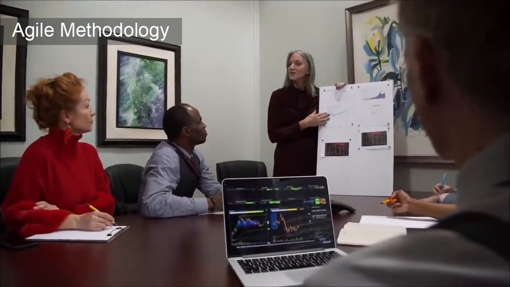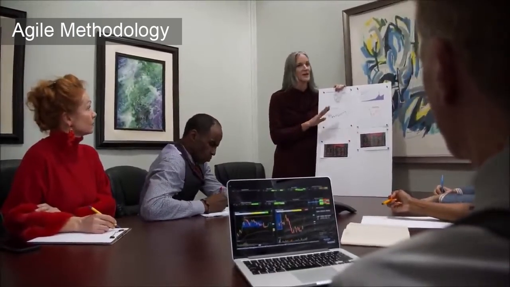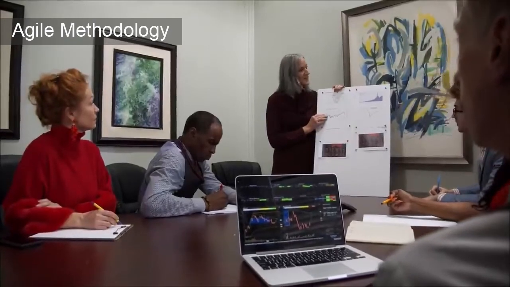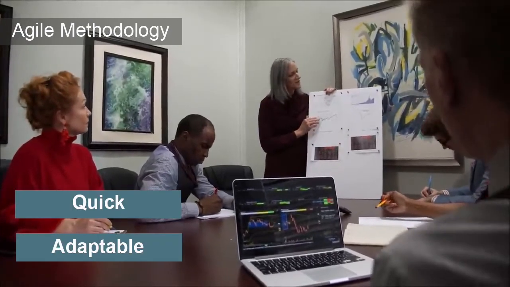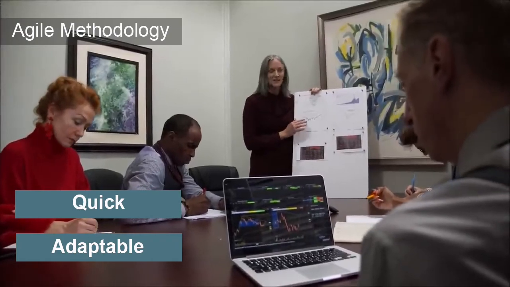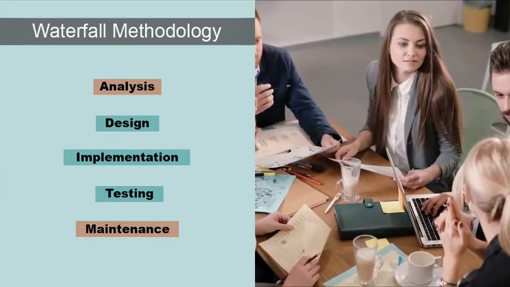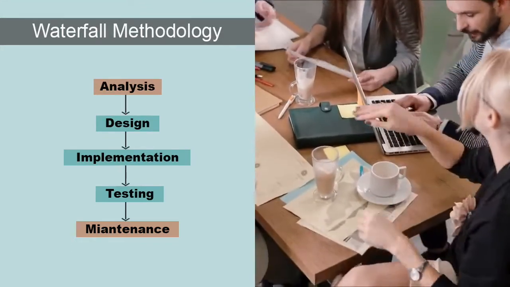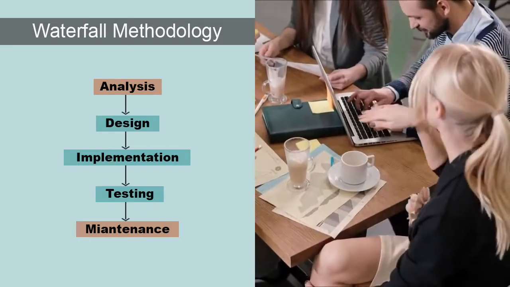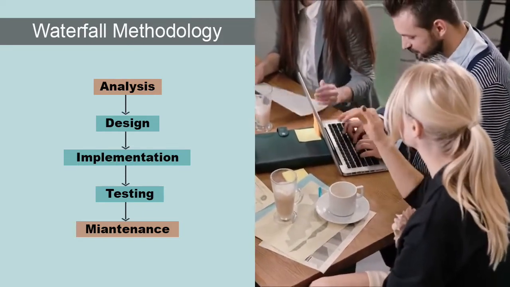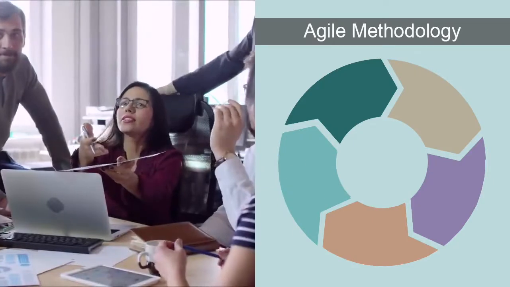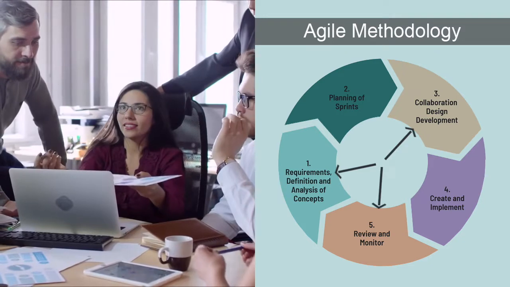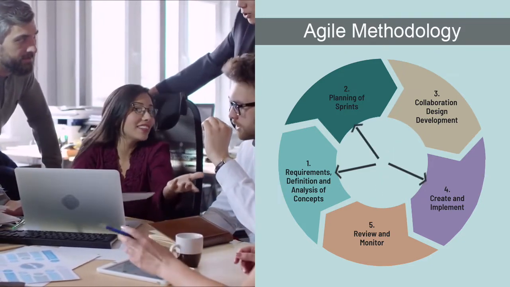Another methodology in project management is Agile methodology. Agile methodology differs from waterfall methodology as it is quicker and far more adaptable. The main difference is that waterfall methodology is a linear system of working that requires the team to complete each project phase before moving on to the next one, while Agile methodology encourages the team to work simultaneously on different phases of the project.